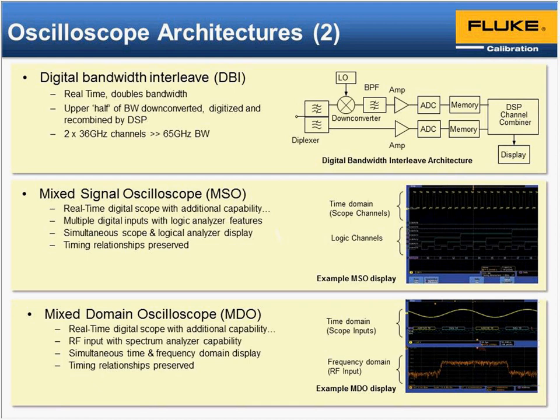The one at the bottom is the mixed domain oscilloscope, which is basically a combination of, again, a regular real-time digital oscilloscope and spectrum analyzer. So it's a separate RF input for the spectrum analyzer circuitry, and once again, through some clever architecture, especially on the digital side, the timing relationships are preserved between the 2 displays, which can be very important. And as far as calibration goes, the oscilloscope portion is calibrated like an oscilloscope. The spectrum analyzer portion is calibrated like a spectrum analyzer. And that's something which shouldn't cause too many problems for regular calibration.